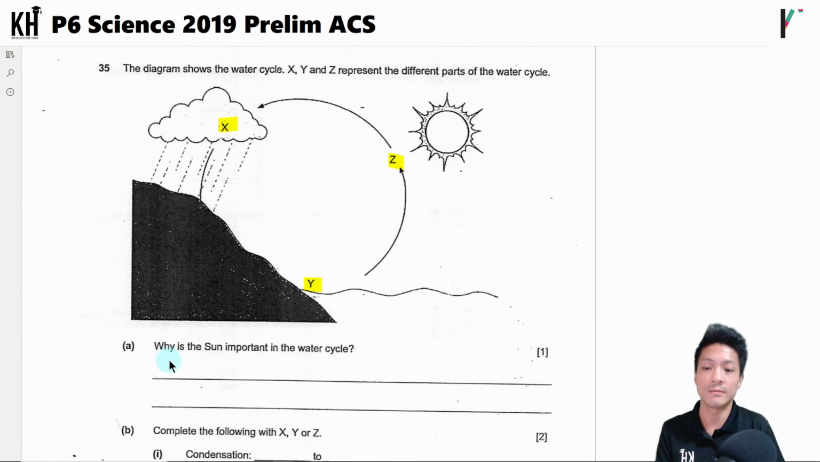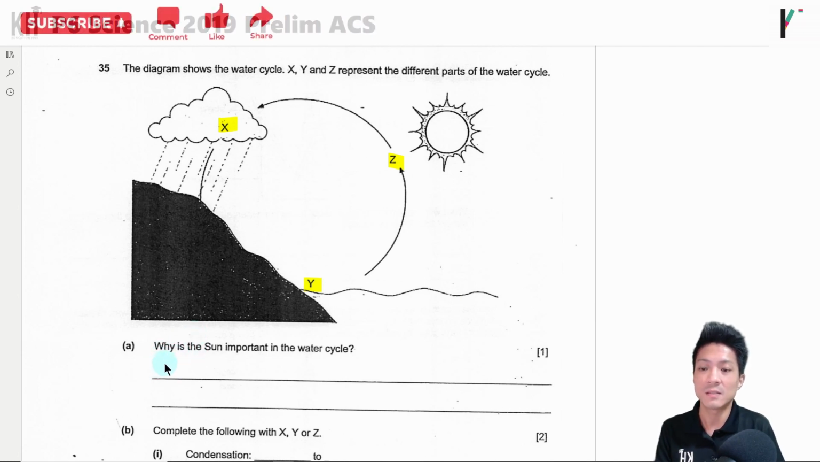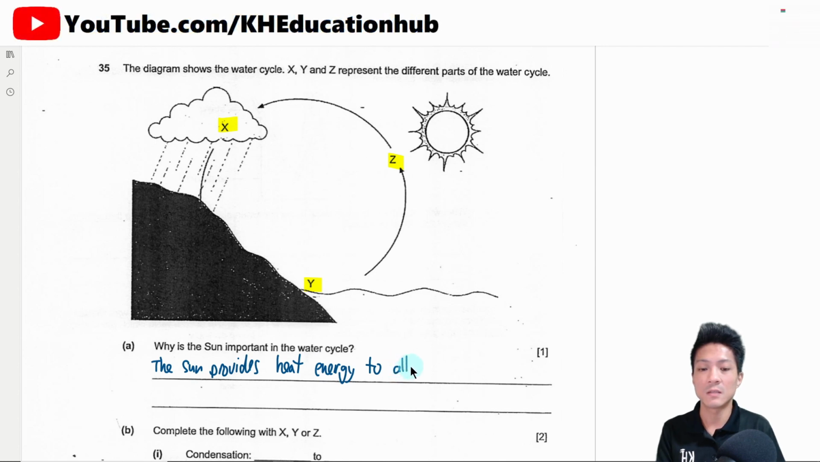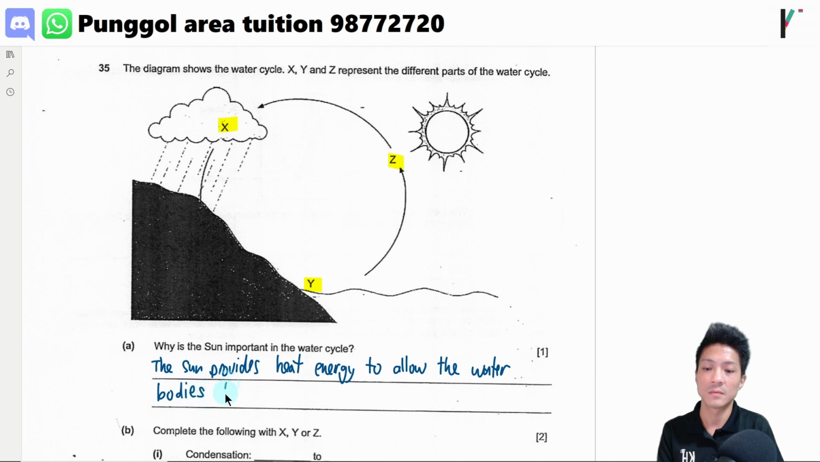Okay, so why is the sun important in the water cycle? The sun provides heat energy to allow the water bodies to evaporate.